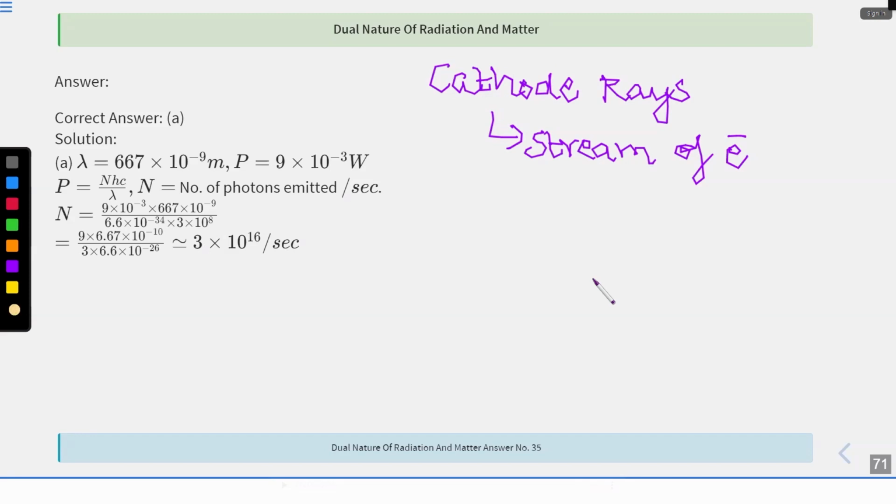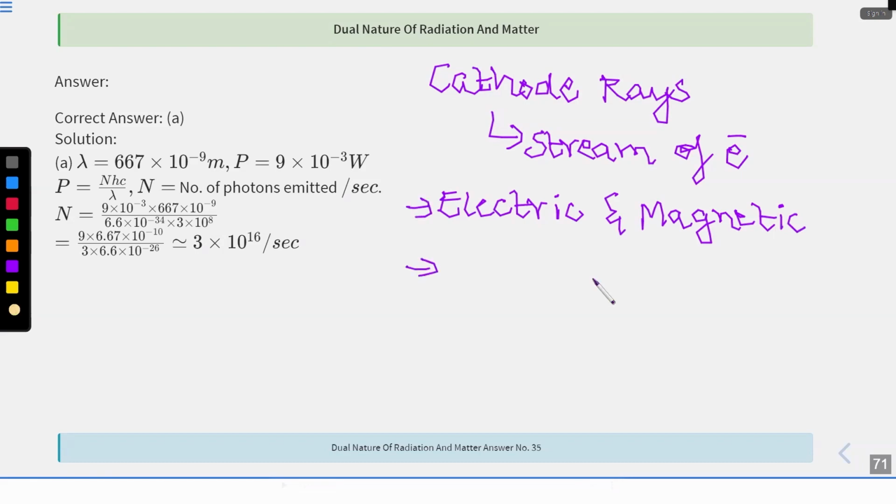The first and important property of cathode rays is that electric and magnetic fields deflect these beams. So we have the electric and the magnetic field, right? They get deflected by these fields. Yes. Okay. And then what is the other property?